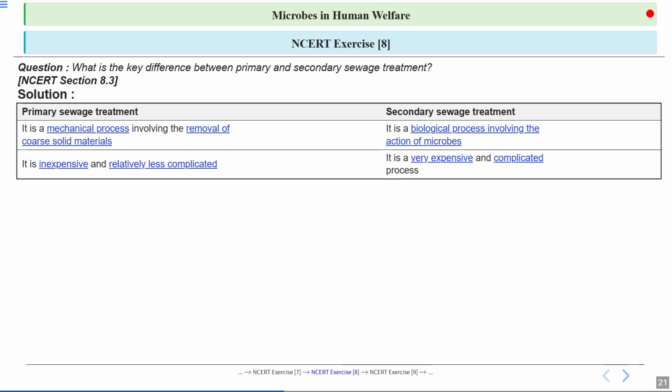Okay, so let's have a look at the answer. This is a table showing the difference between primary sewage treatment and secondary sewage treatment. So what happens in primary sewage treatment? It is a mechanical process involving the removal of coarse solid materials. It is inexpensive and relatively less complicated. And secondary sewage treatment is a biological process involving the action of microorganisms. It is a very expensive and complicated process.